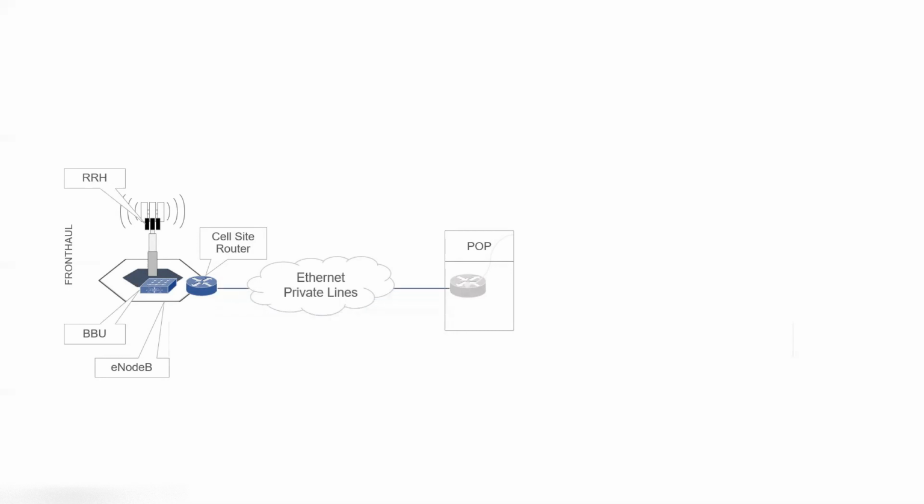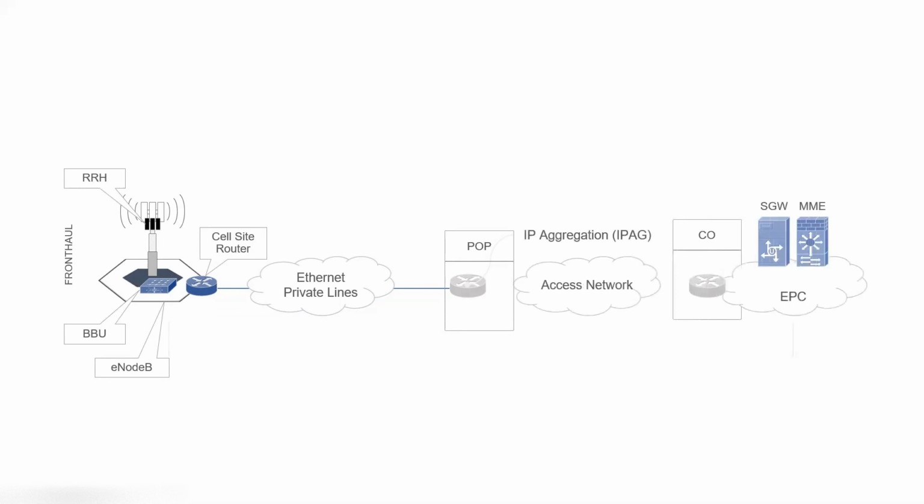So if you have 10 cell site towers in a 4G environment, each will have, in a distributed RAN architecture, a remote radio head, a BBU, and a cell site router. The cell site router is basically connected towards what we call a point of presence, POP. So it will have connectivity towards a point of presence, and from the point of presence, it will be extended towards your evolved packet core.